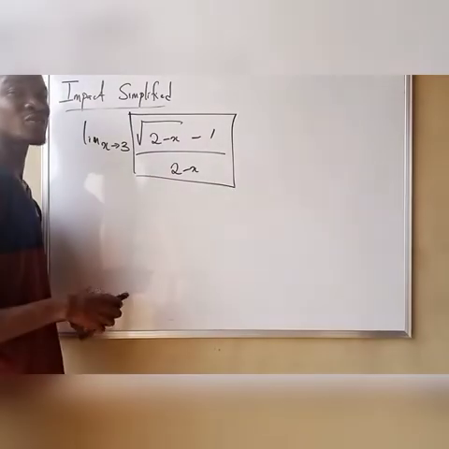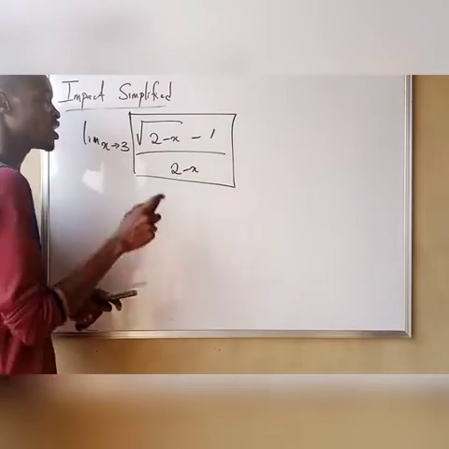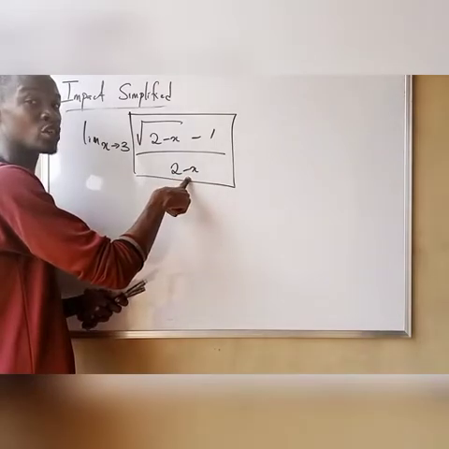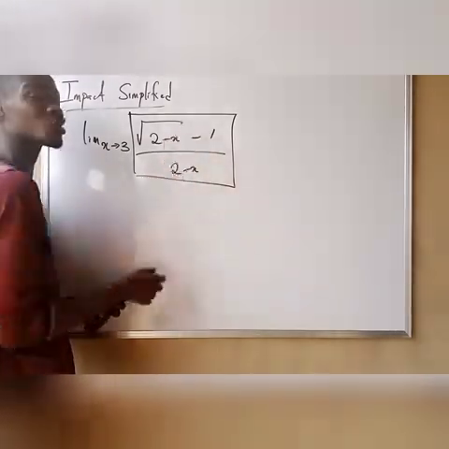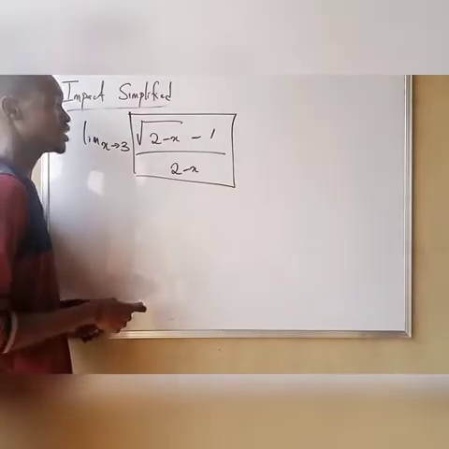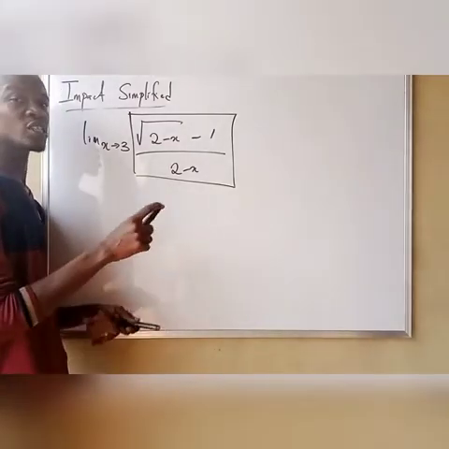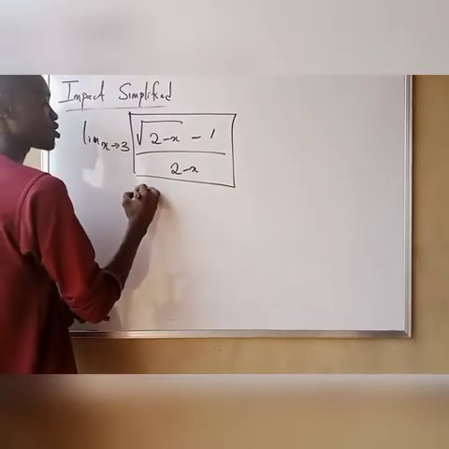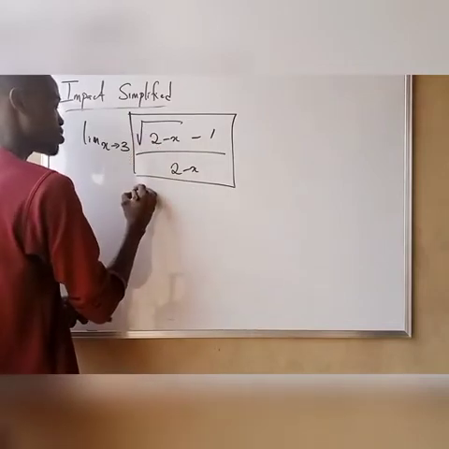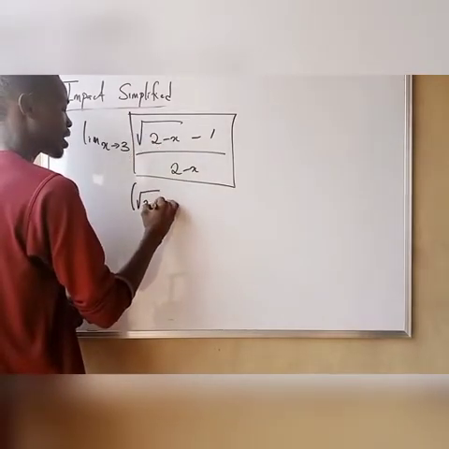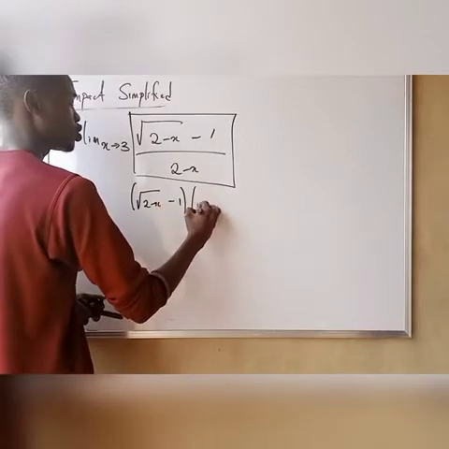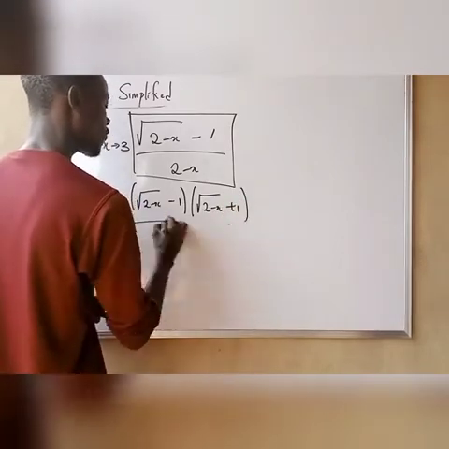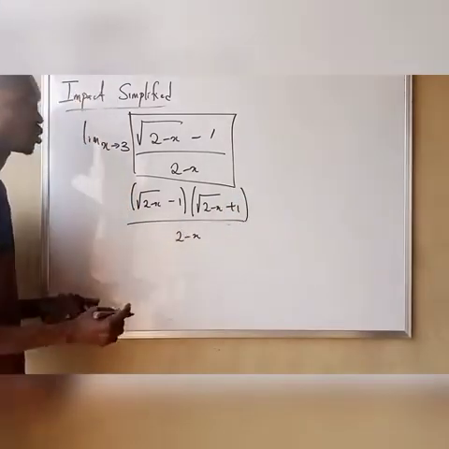Basically, we have three types of rationalization. The first is when we want to rationalize our denominator. The second is when you want to rationalize your numerator. And the third is double rationalization, involving your numerator and your denominator. So for this, we are meant to rationalize our numerator. And if you want to rationalize your numerator, what will you do? You multiply through by the conjugate of your numerator. Do we get that?